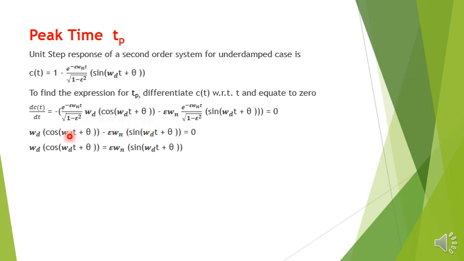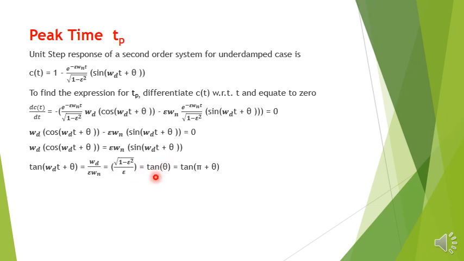By rearranging, the minus can be taken outside because it is equal to 0. So this inside term is only 0. The exponential term cannot be 0, so it can be taken outside. So omega d cos of omega d t plus theta minus zeta omega n sin of omega d t plus theta equals 0. By rearranging, sin by cos, cross multiplying, tan of omega d t plus theta equals omega d by zeta omega n. What is omega d? It is omega n into root of 1 minus zeta square. So omega n gets cancelled, and root of 1 minus zeta square by zeta is equal to tan theta.